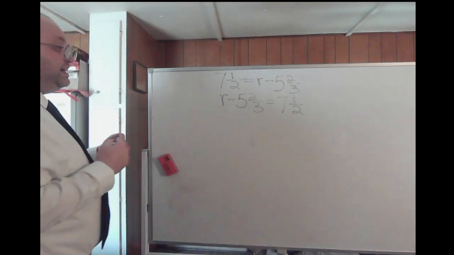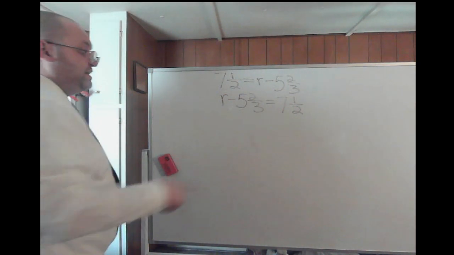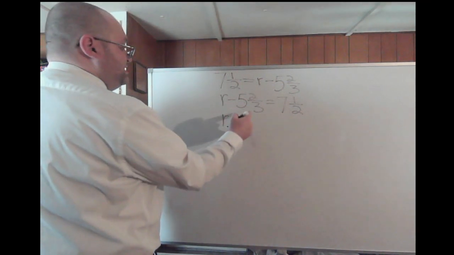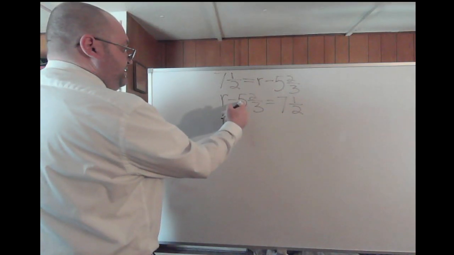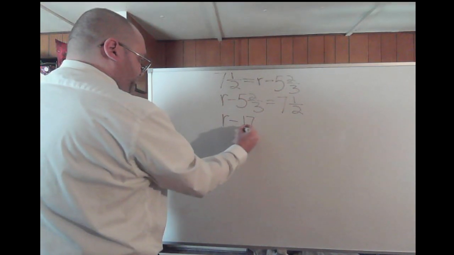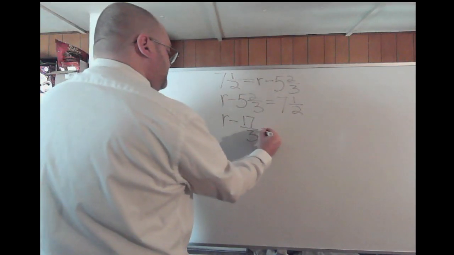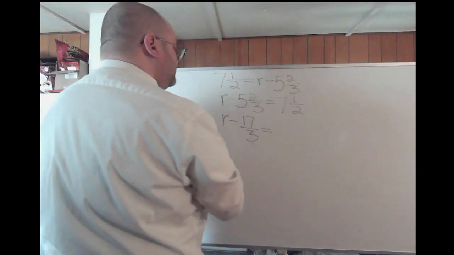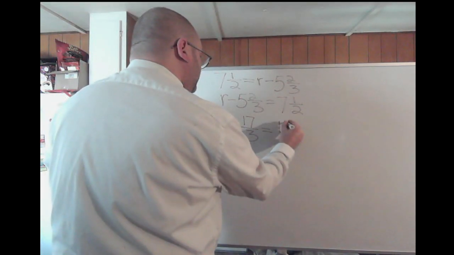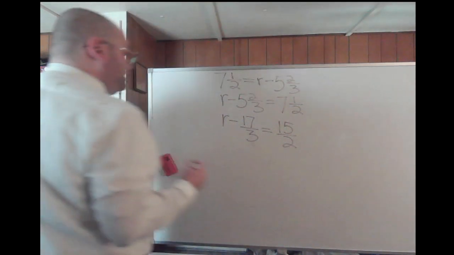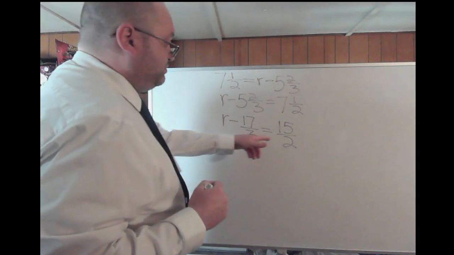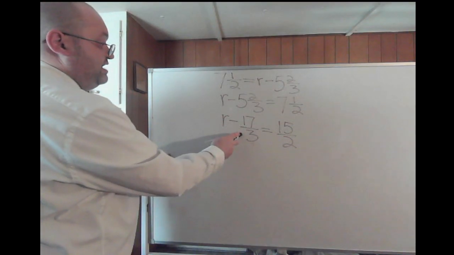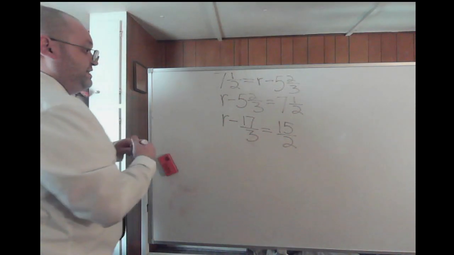Now the very next thing I would do, convert your mixed numbers into improper fractions. So you'll still have r minus, now we deal with the 5 2/3. 3 times 5 is 15 plus 2 is 17. You'll have r minus 17/3 is equal to, let's deal with 7 1/2. 2 times 7 is 14 plus 1 is 15, would be equal to 15 halves. Okay, so you have r minus 17 thirds equals 15 halves. So you have minus 17 thirds on the left side. If you want to get r by itself, you got to add 17 thirds.